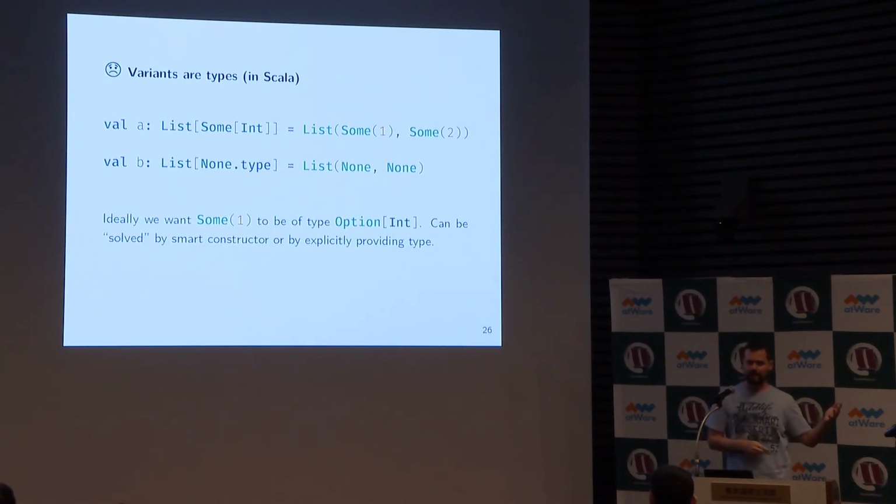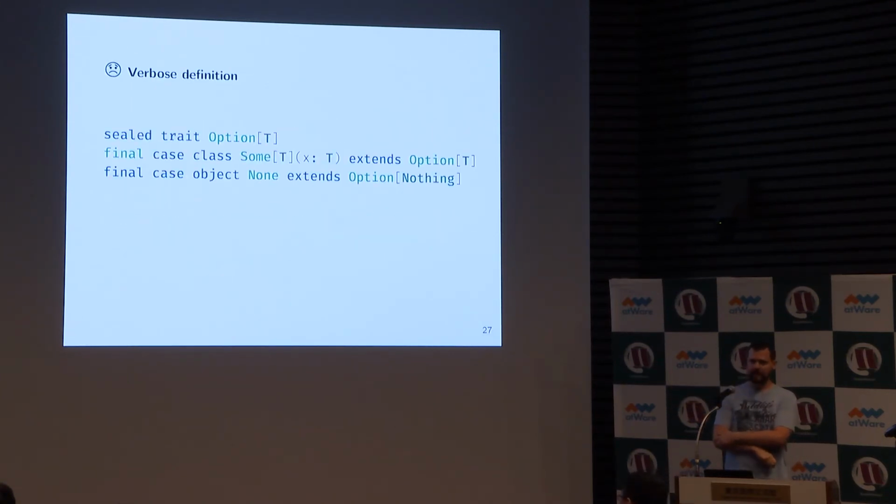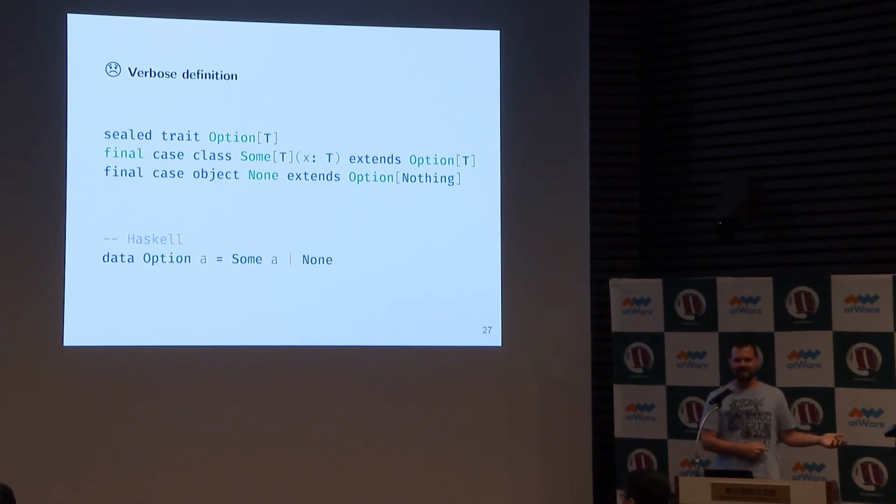We can bypass it by using smart constructors or by explicitly providing the type. But the type inference will work like this. It's a pain to write it. This is a very simple algebraic data type, but you need to write, I don't know, 500,000 characters just to express what is an Option. Compare it with Haskell. It cannot be shorter or more concise.